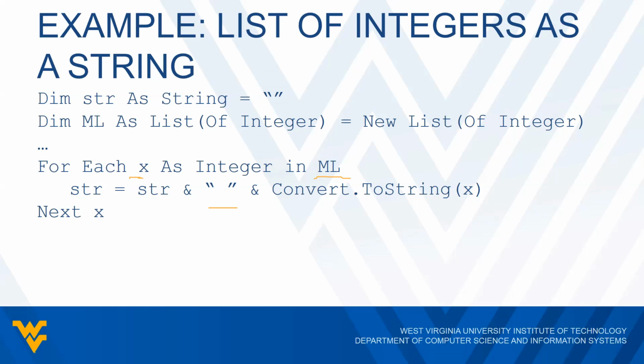So this is going to convert x, which is an integer, into a string, and then we're going to concatenate that to the end of our giant string. We'll then go to the next item in our list. So we're going to take that value, store it in x, convert that to a string, and then concatenate that and another space to the end of the current string. So by the time we get to the end of this loop, we would have our string that contains all of the items of the list separated by spaces.